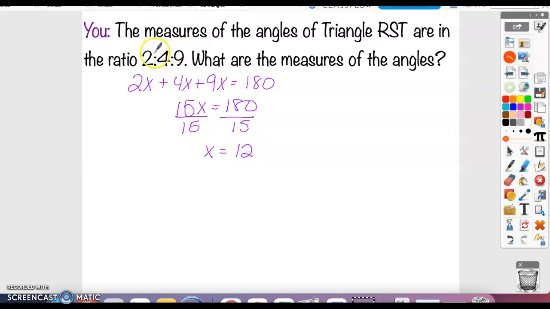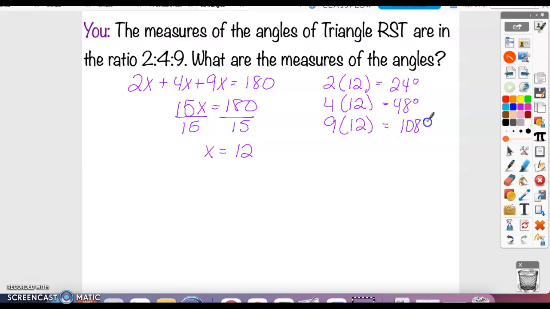Now this time I have a ratio of 2, so none of my answers are 12. So I would take 2 times 12, which would equal 24 degrees. A ratio of 4 times my 12, which would equal 48. And then lastly, a ratio of 9 times the 12, which is equal to 108. And again, if you add those 3 together, you get 180.